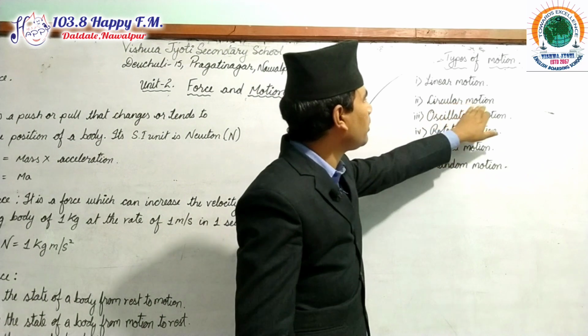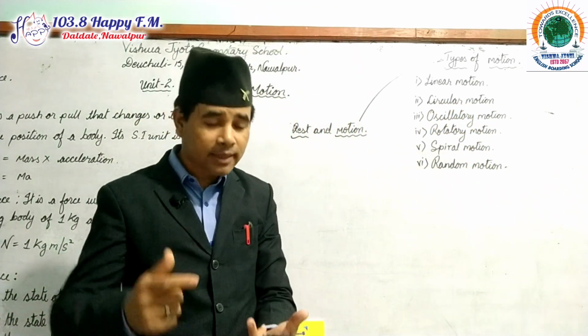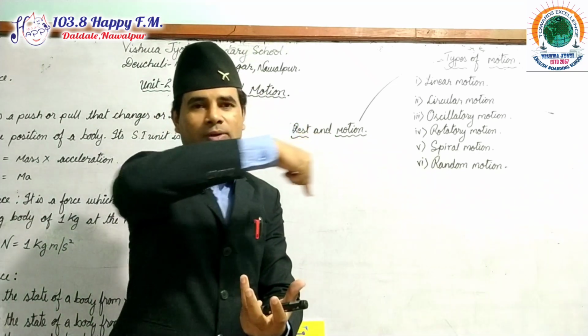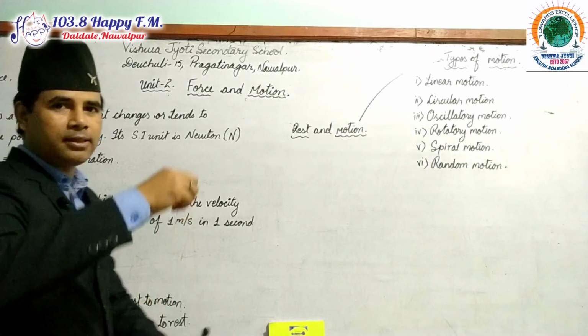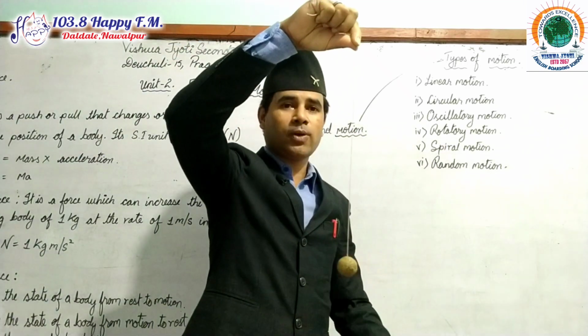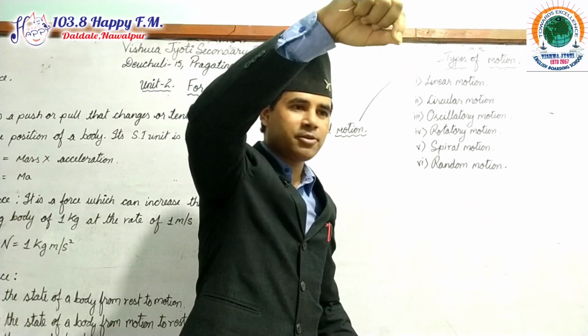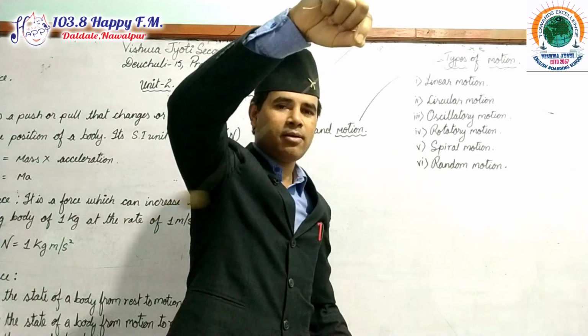Point number 2, circular motion. A very good example is our earth. Our earth revolves around the sun, so it is called circular motion. It goes in a circular form. For example, this one, I am going to move it in a circular path. Look, observe it very nicely. This one is called circular motion.